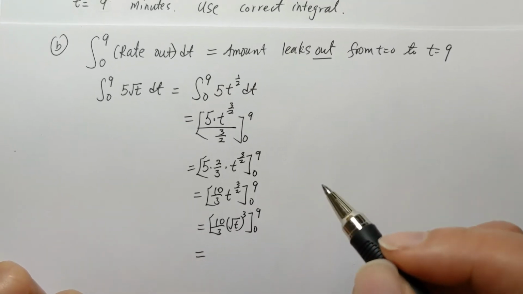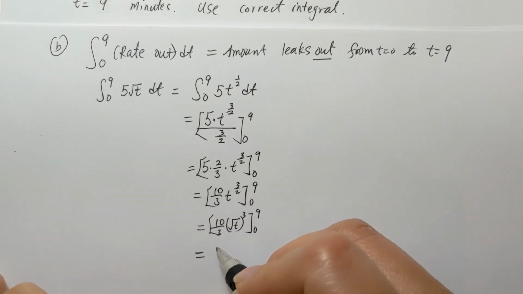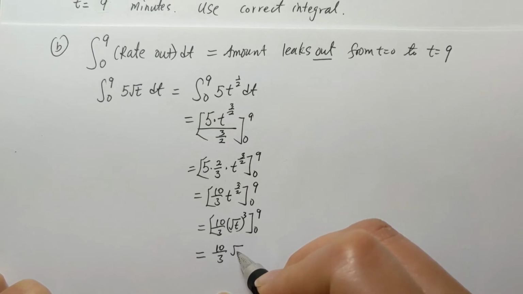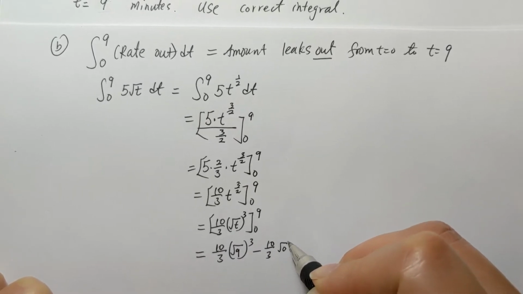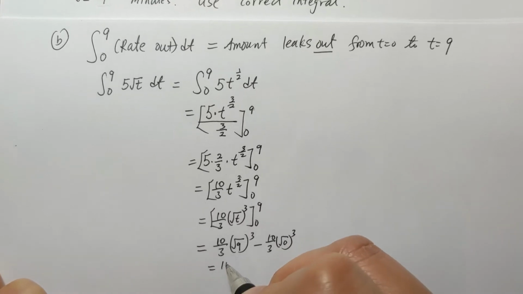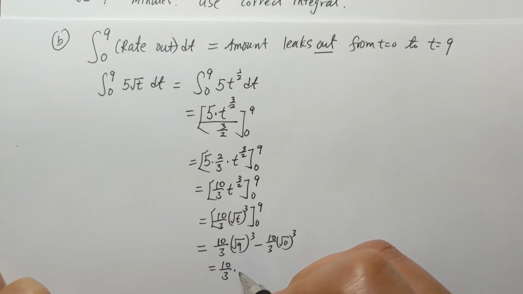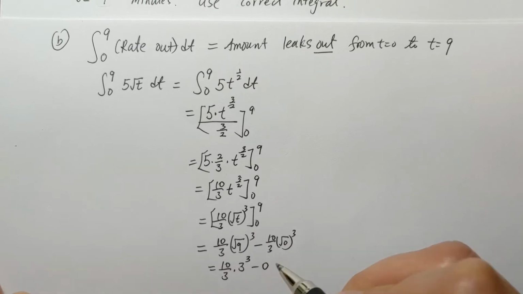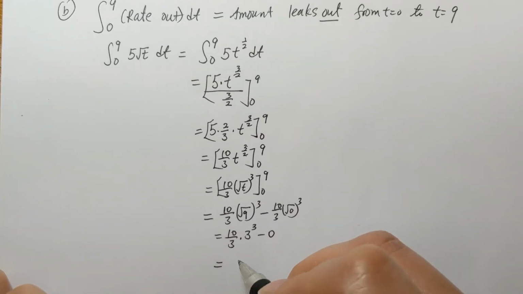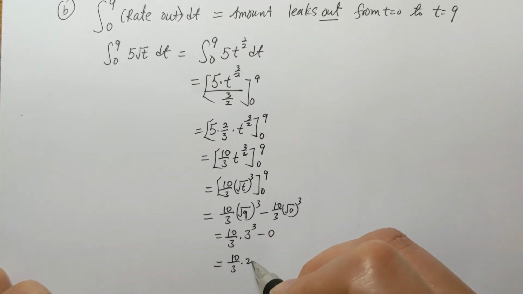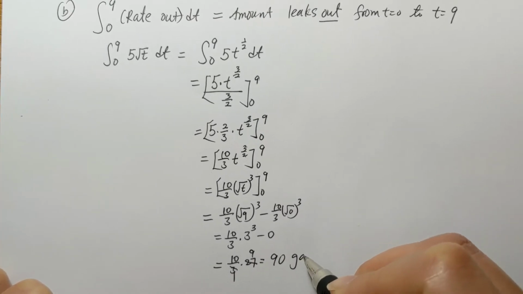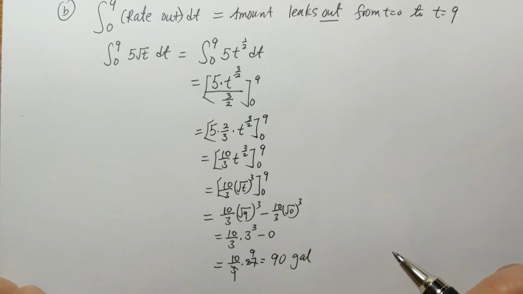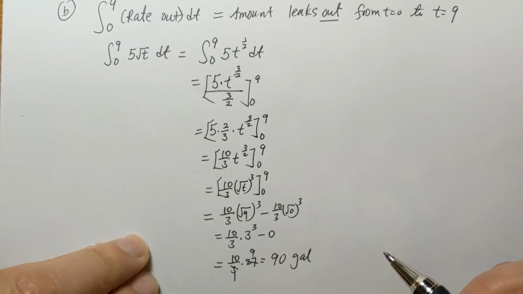Of course, you can skip some steps, but I'm going to show all the detailed steps. So you get 10 over 3 times the square root of 9 to the third power, minus 10 over 3 times the square root of 0 to the third power. That is 10 over 3 times 3 cubed minus 0, so 10 over 3 times 27. Simplifying, we get 90 gallons of water that leak out of the tank from t equals 0 to t equals 9.